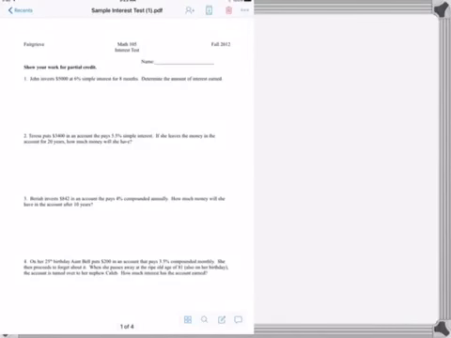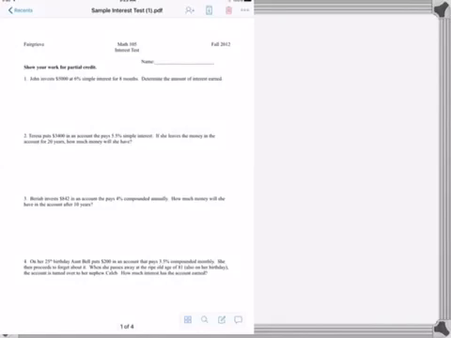Alright, welcome to this quick review for our final test here in Math 105. We're going to go through some of these problems, others we may do in class, and this way you'll have a good guide that you can kind of work off of. Now the questions on your actual test will be slightly different, but along the same line.